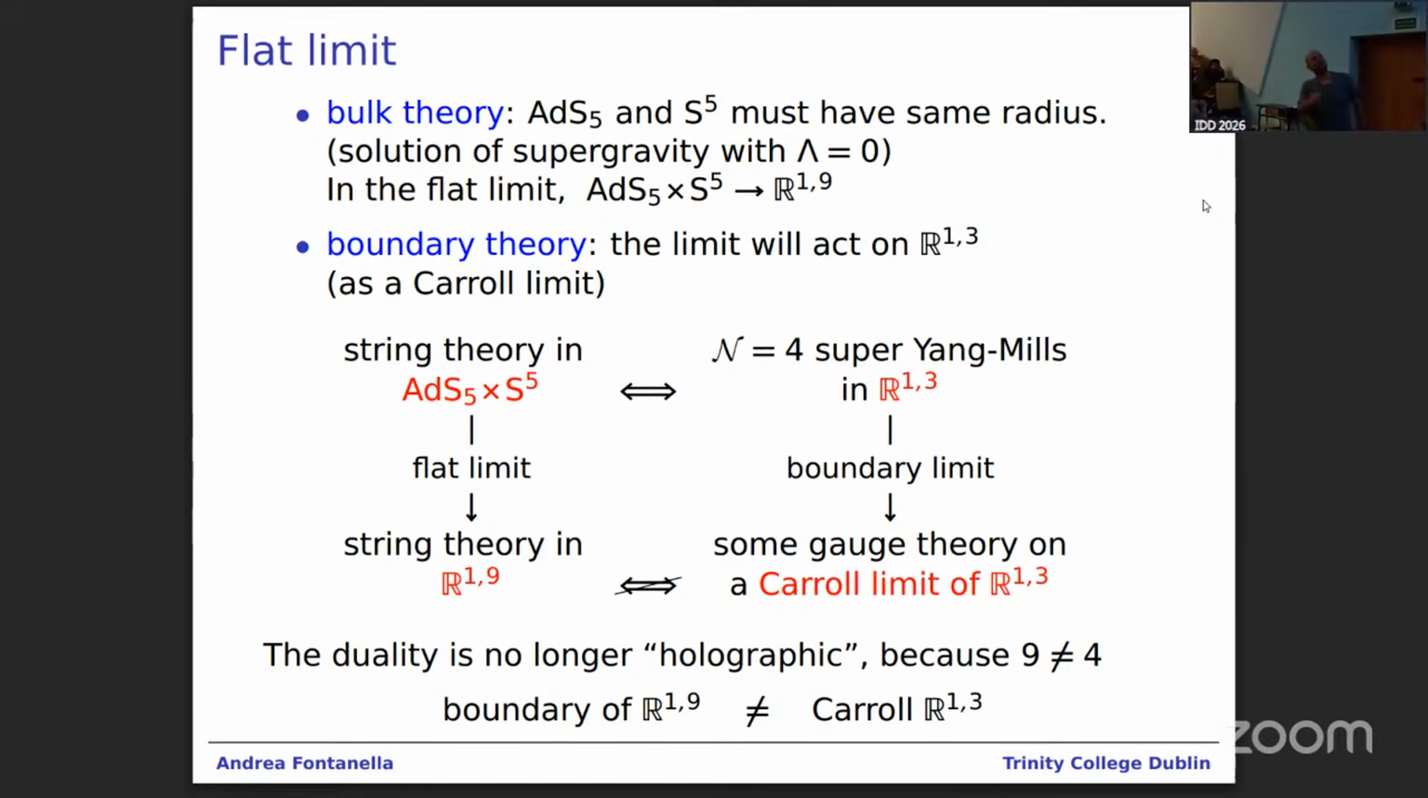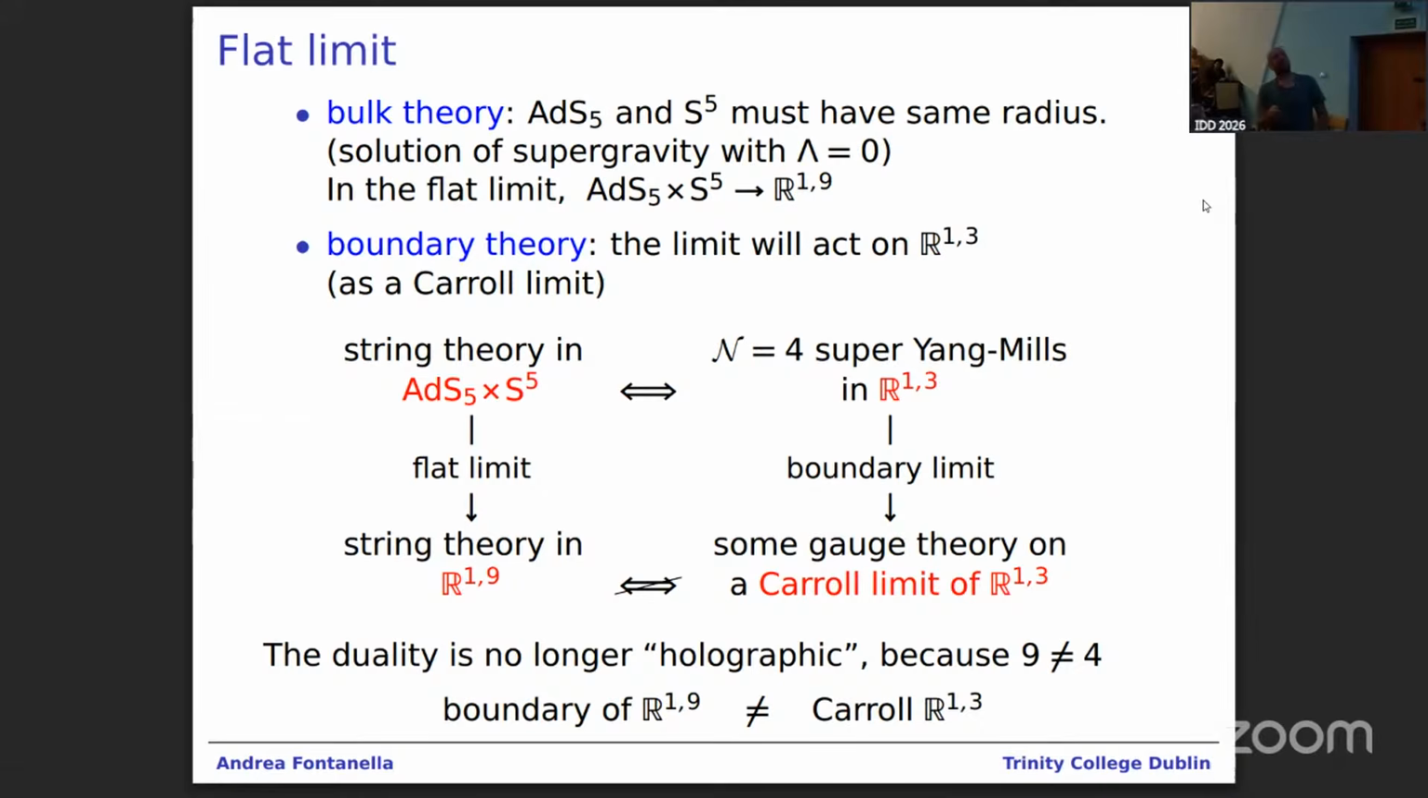On the boundary theory, what is happening? Since the boundary theory is attached to AdS, because the sphere is not contributing to the boundary, apart from the R-symmetry part, the limit will act on the four-dimensional spacetime as a Carrollian limit. So here you have the Maldacena AdS5 cross S5, N equals 4 super Yang-Mills. The flat limit of the bulk gives you string theory in Minkowski, but in the boundary limit, you have some gauge theory on a Carrollian limit of a four-dimensional Minkowski spacetime.